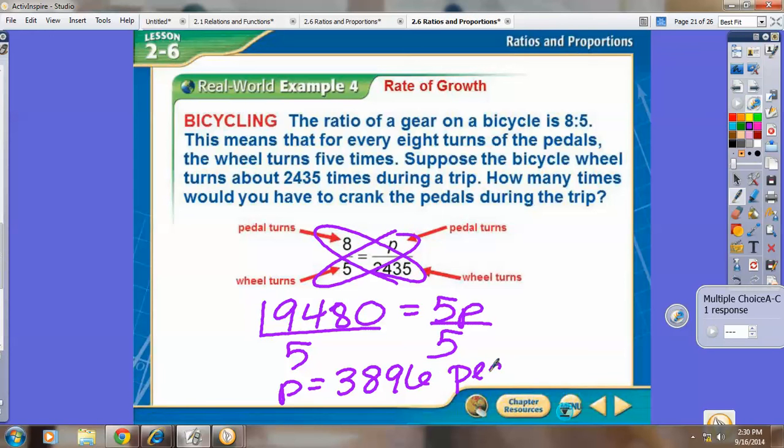I would mark it off on a test or a quiz. I want you to be very specific. I mean, we're talking about 3,896 dogs, or pedal turns. Okay, be specific. I want to do one more problem like this where we've got to set up the proportion ourselves, and it'll be our last example.